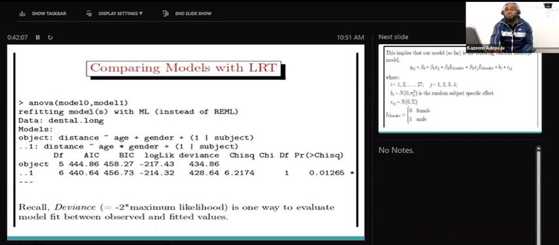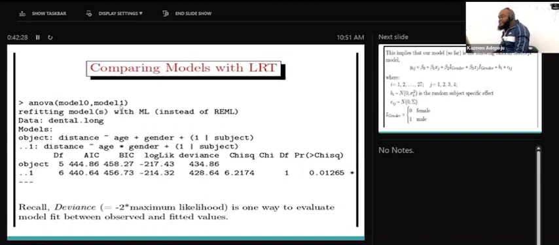ANOVA into module 0. Module 0 is a module without interaction, and module 1 is the one with interaction. Now, this is the result you're going to see. What are you going to pay your attention to? The output is going to tell you what you're doing. Okay, look at the object.